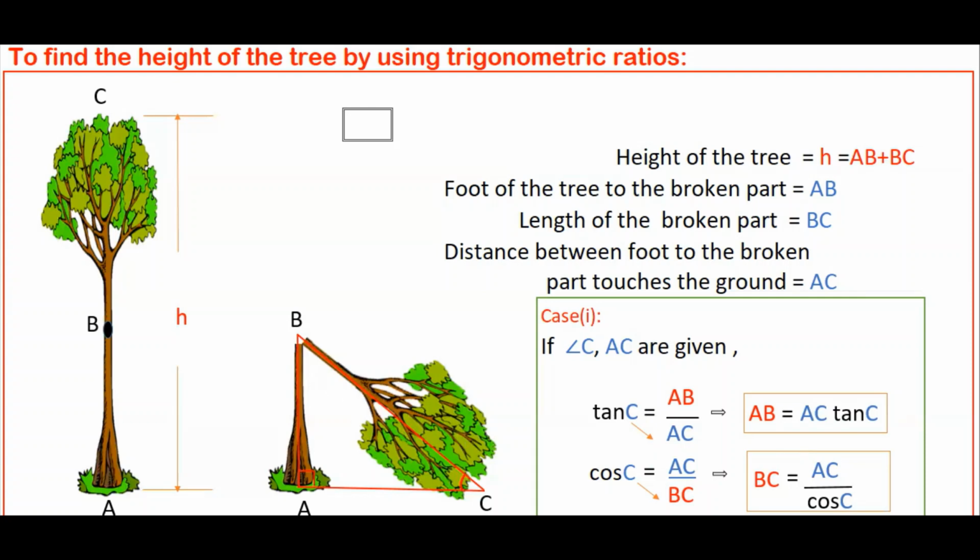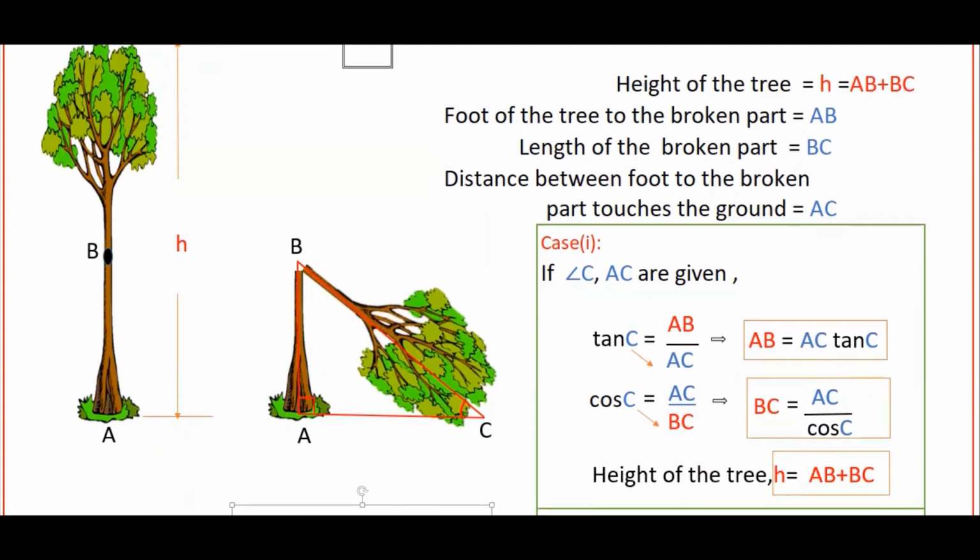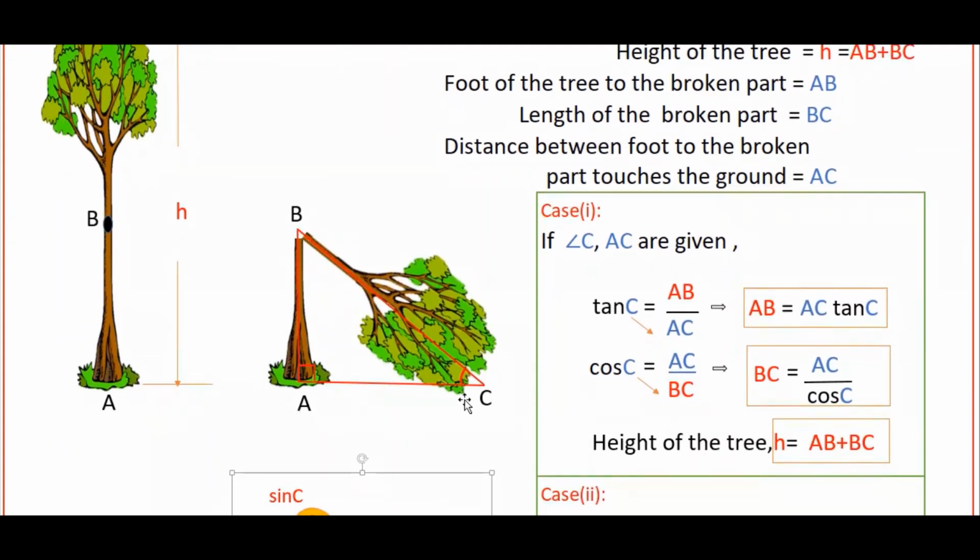Then once you find AB, then BC we can find by using cos C. Cos C is equal to adjacent side by hypotenuse. So AC by BC. So BC is equal to AC by cos C. So once you find BC and AB, height of the tree is equal to AB plus BC. So add these two values, you will get height of the tree.